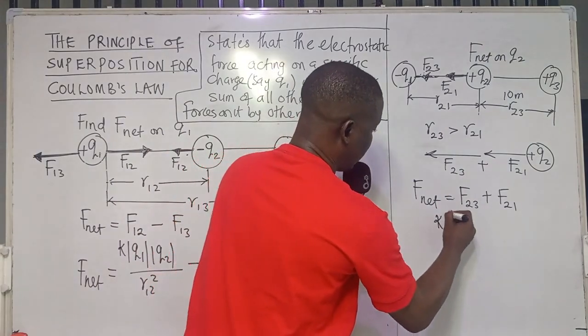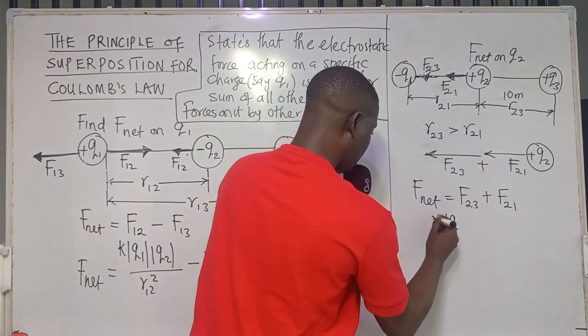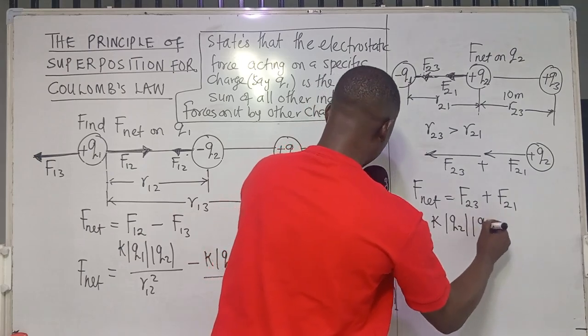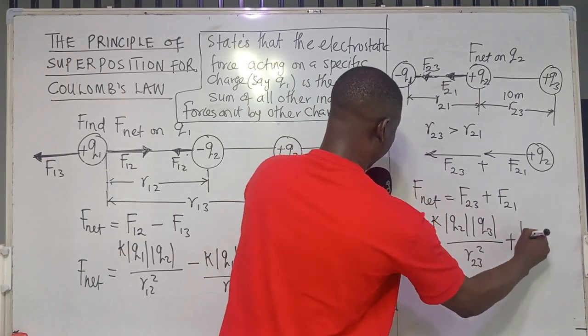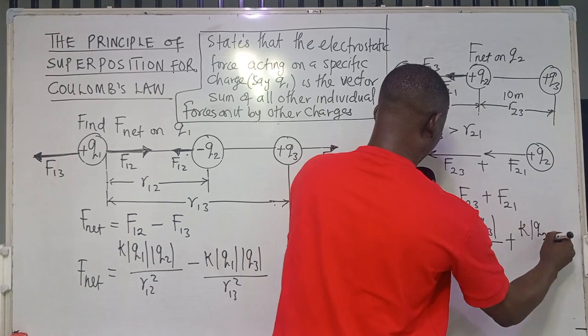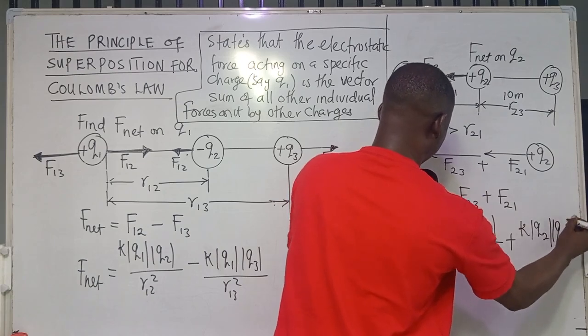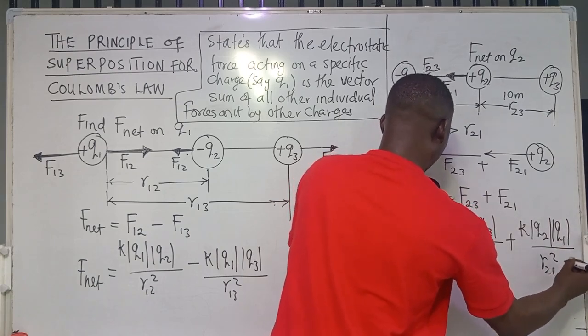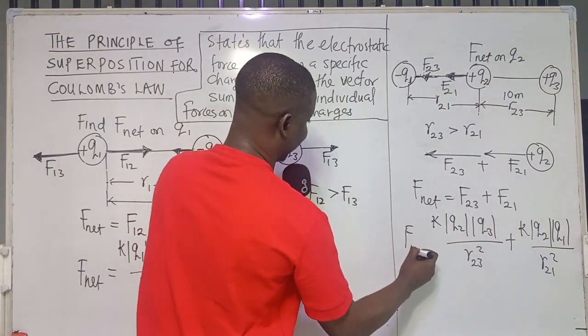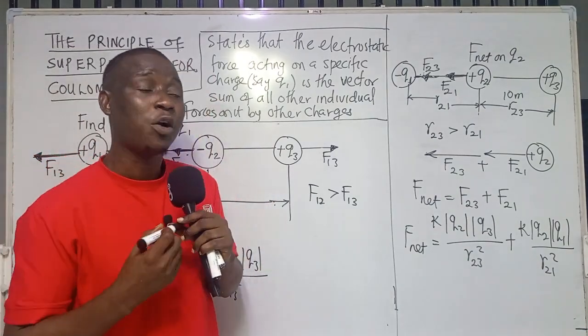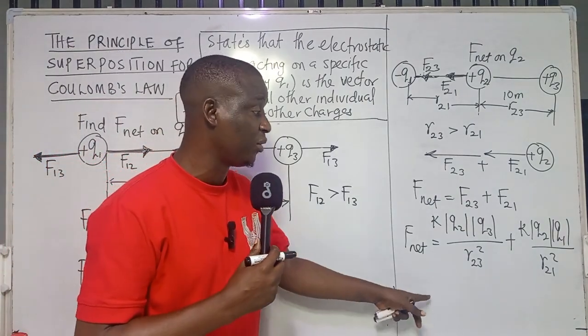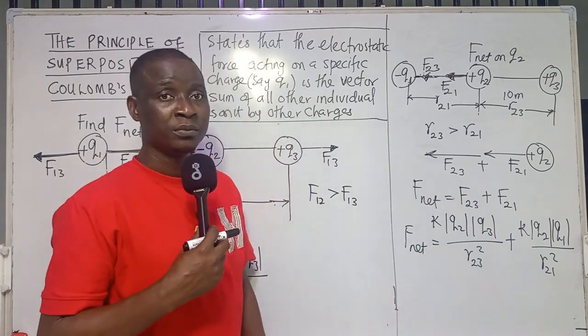So you are going to have what? K Q2 Q3 divided by R23 squared plus K Q2 Q1 over R21 squared. So this will give us our net force. So you have to be very careful of how you go about your resolution.